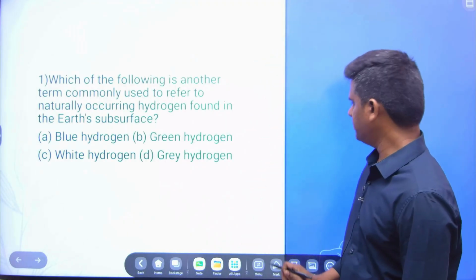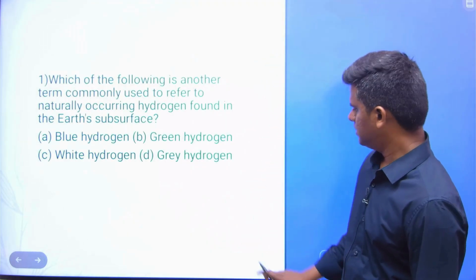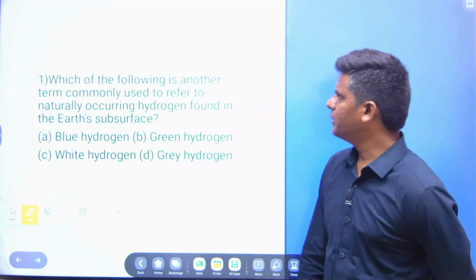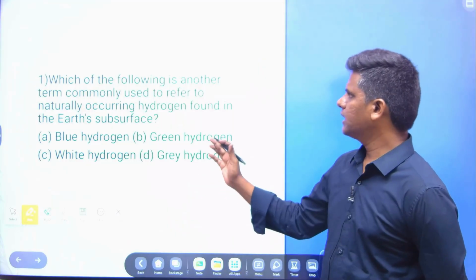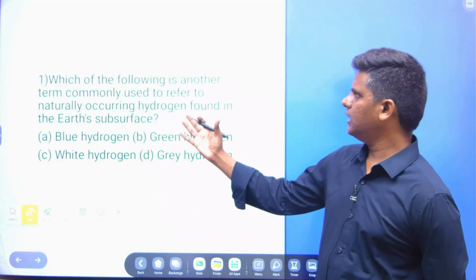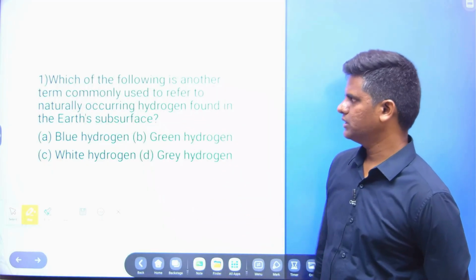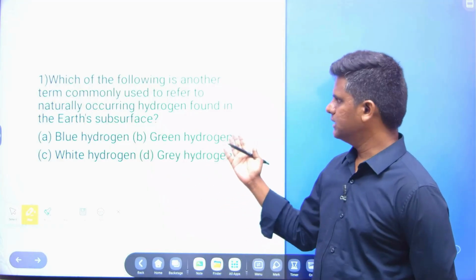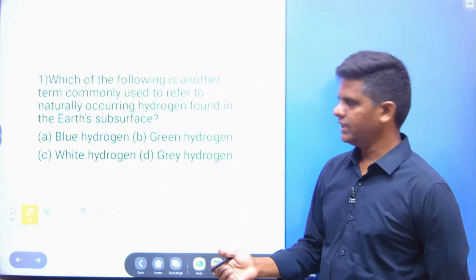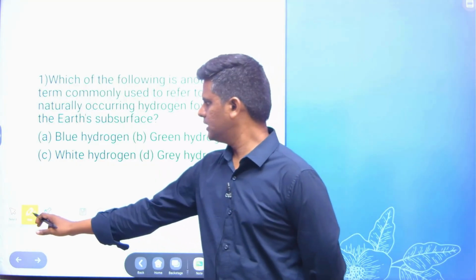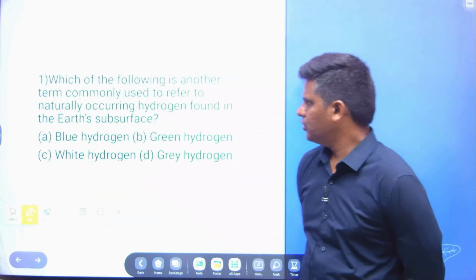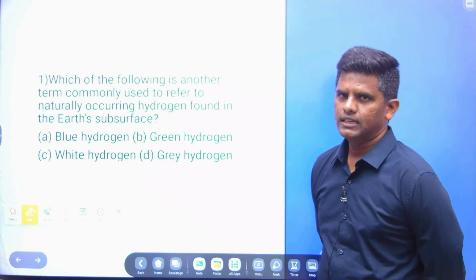So this is the first question. Which of the following is another term commonly used to refer to naturally occurring hydrogen found in the Earth's subsurface? So what is the other terminology for natural hydrogen? Is it blue hydrogen, green hydrogen, white hydrogen, or grey hydrogen? You can pause the video if you like, and the answer is white hydrogen.